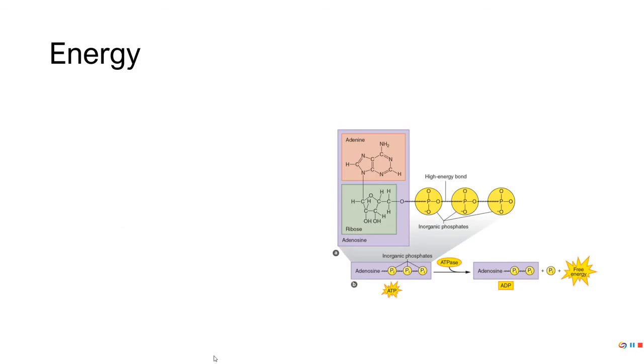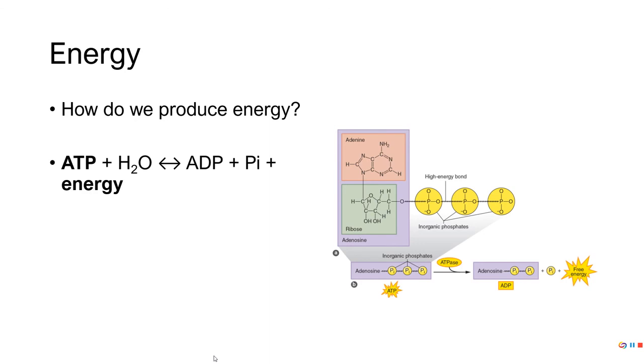Okay, so how do we produce energy? The main way that we liberate energy is we take ATP, it combines with water, and what happens is we break this ATP down, and it becomes ADP. That's the big part here, right? And what's interesting is that most of the energy that's released is actually lost as heat.